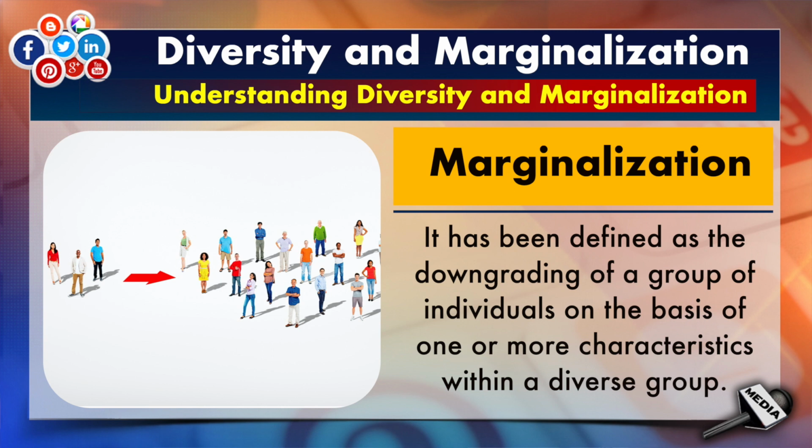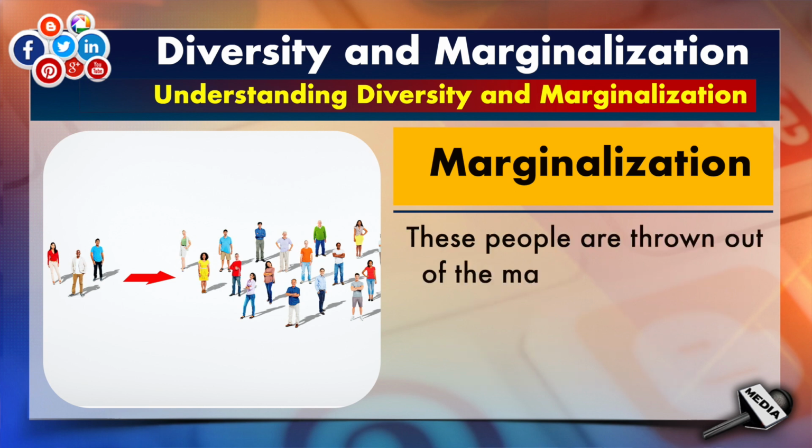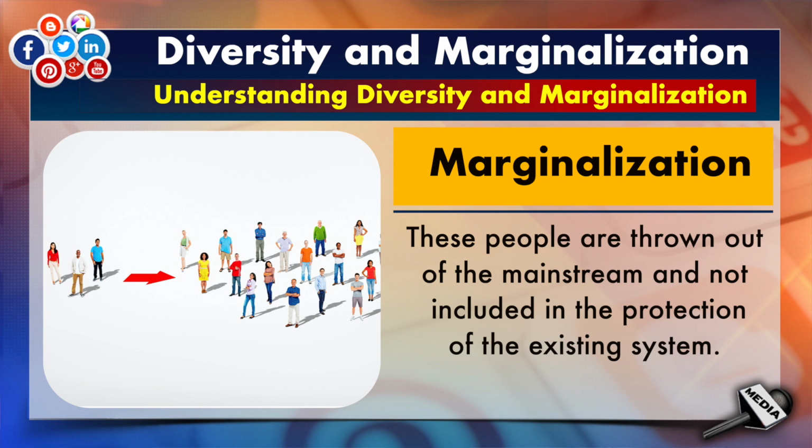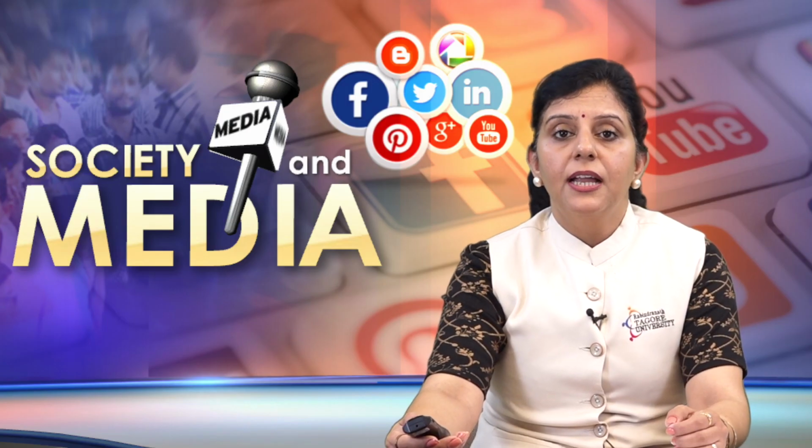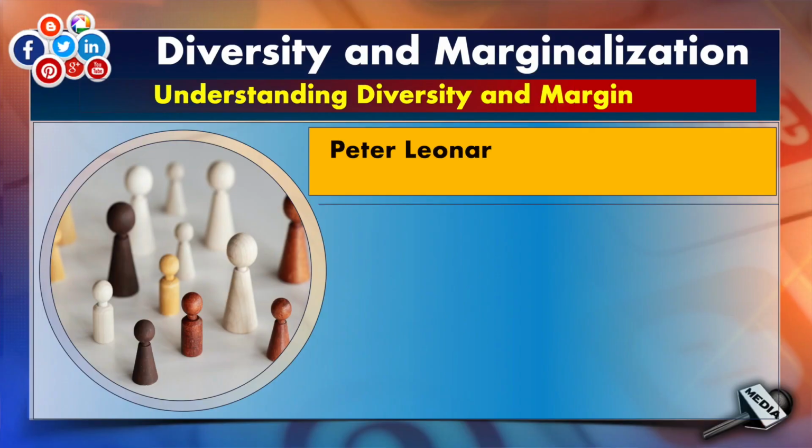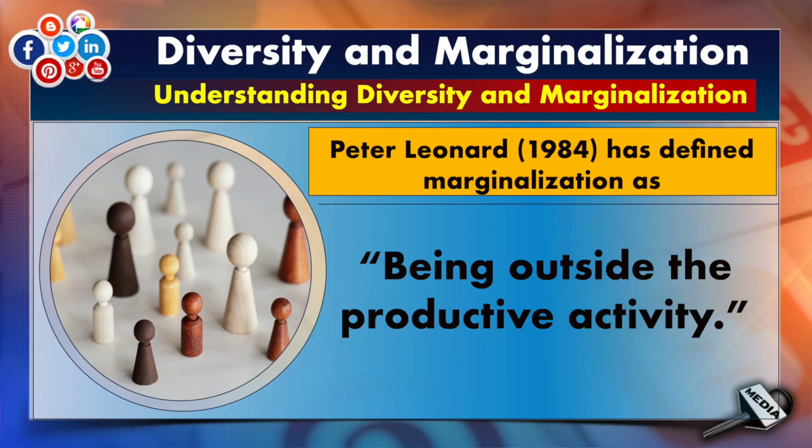As I said, we have diverse groups, and in that, if one group dominates the other, the other group may get downgraded treatment and get into the marginalized group. In that case, people are thrown out of the mainstream and not included in the production of the existing system. As per Peter Leonard in 1984, marginalization is being outside productive activity.